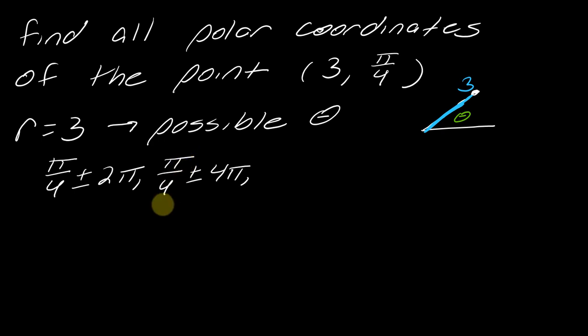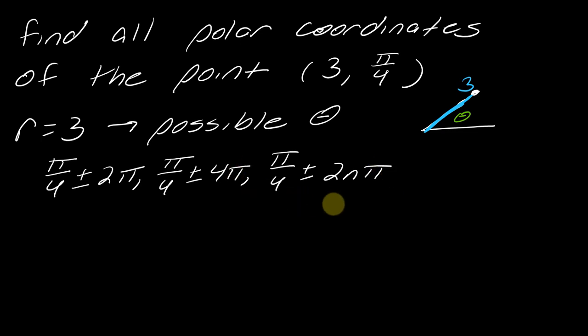I could also have pi over 4 plus or minus, say, 4 pi. So really, as long as I go through an even integer multiple of pi, I'm going to make this full rotation around. And so I can really summarize this as my possible thetas. I could have r equals 3 and then pi over 4 plus or minus 2n pi, where 2n is the way that we describe an even integer. So you might be thinking, okay, great, that makes sense.